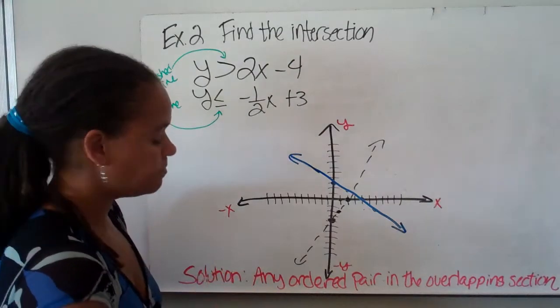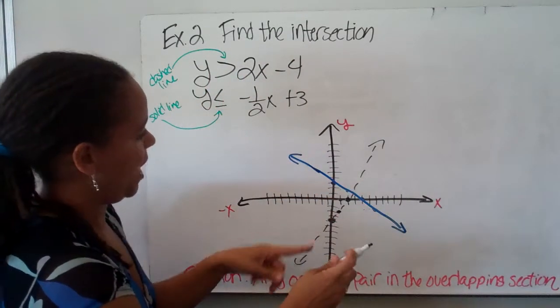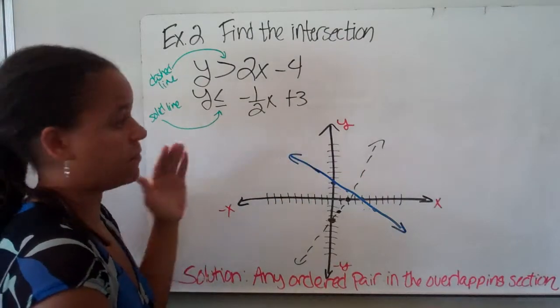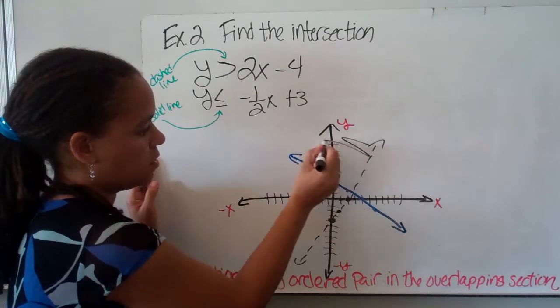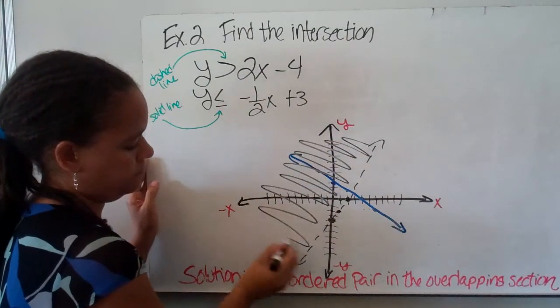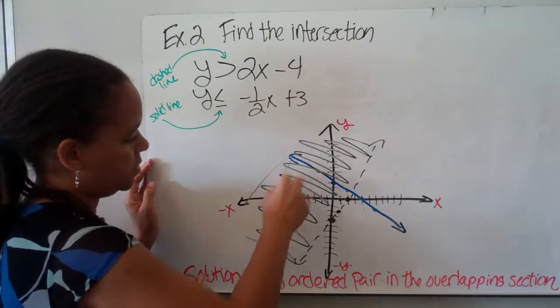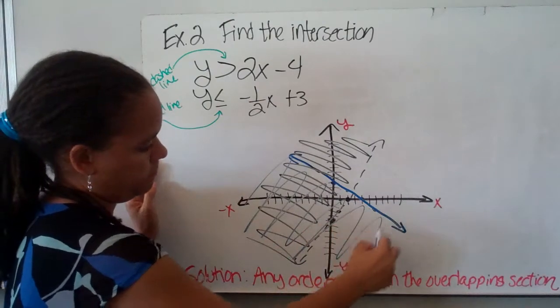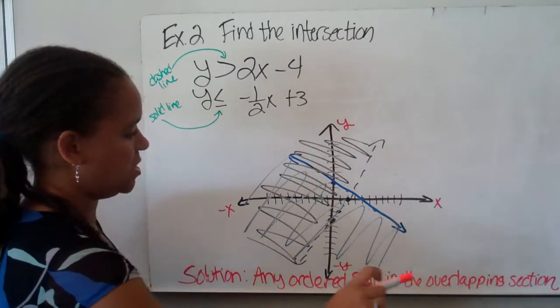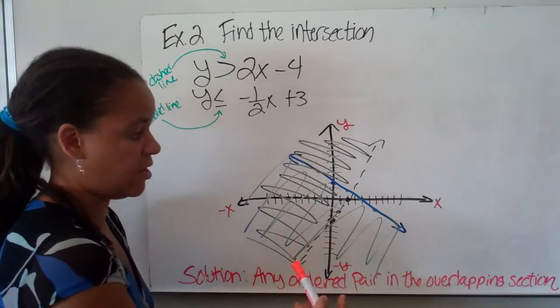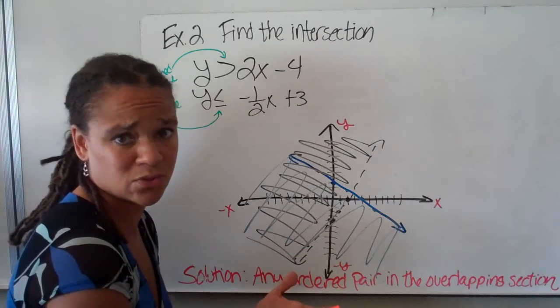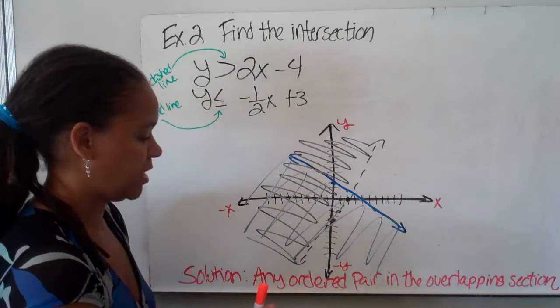The first one, greater than the black line. So I want to shade above the black line because it's greater than. So all of this is going to be shaded. But I also want to shade below the blue line. So all of this is going to be shaded. Your answer again is where they overlap, where they intersect. So sometimes it helps to use colored pencils or something to show me where the intersection would be.